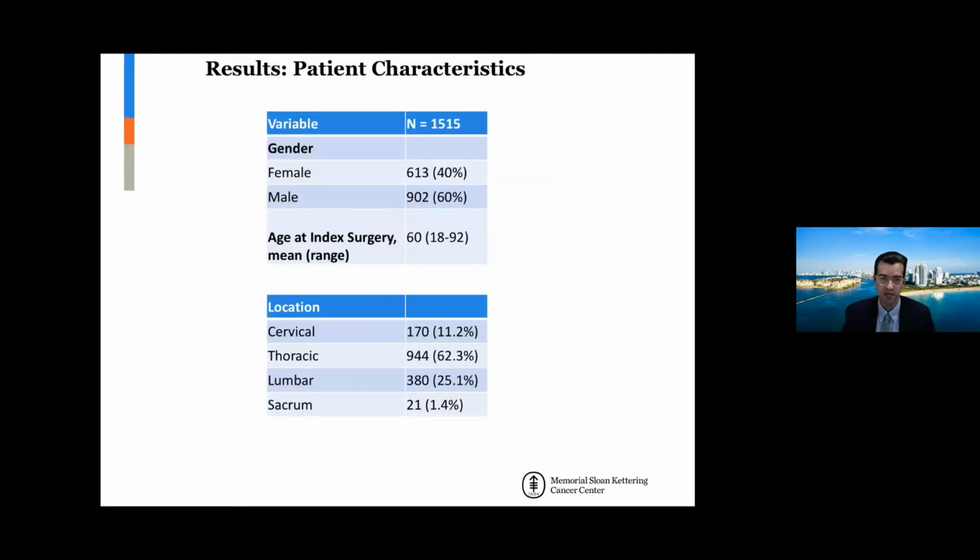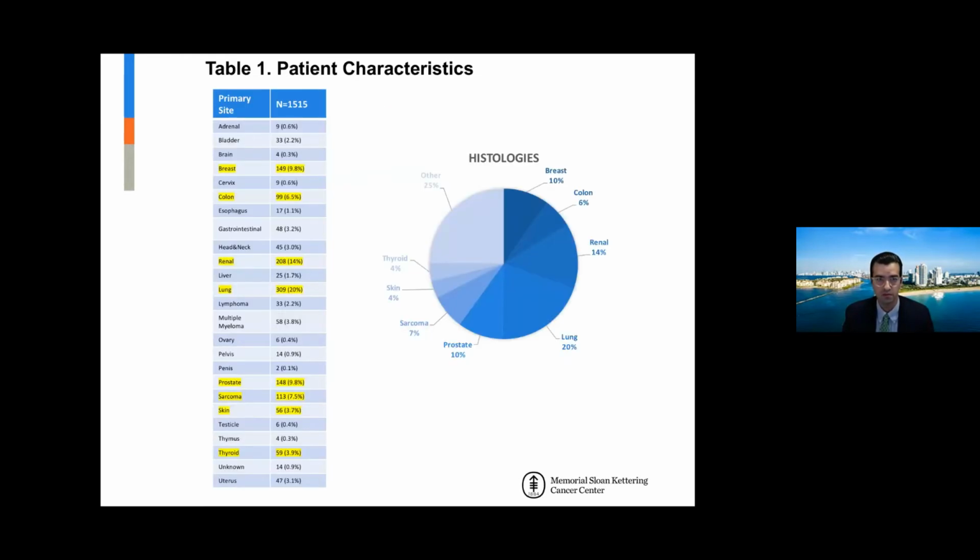Looking at some of the patient characteristics, we had a 60% male population with average age of 60. This is consistent with what's been reported for patients presenting with metastatic spinal disease. Also, in terms of location, 60% were thoracic, 11% cervical, 25% lumbar, and only 1% sacral. In terms of primary sites, 75% of the patients could be accounted for with breast, colon, kidney, lung, prostate, and sarcoma primaries. Skin and thyroid were also represented, and then a large variety of other primary histologies accounted for about 25%.